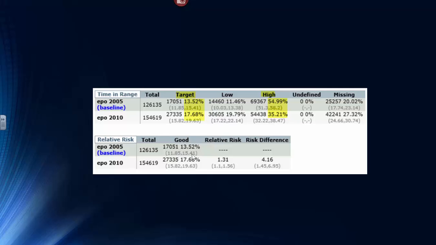When we look at the percentage of good, it's 13% good in 2005 and about 17% good in 2010, with a relative risk of 1.31 and a confidence interval that excludes 1, so there's been a significant change. Similarly, risk difference, the difference excludes 0, so it's statistically significant.